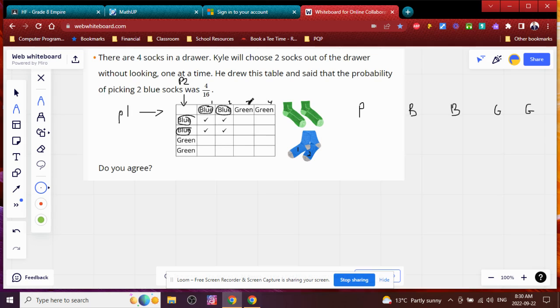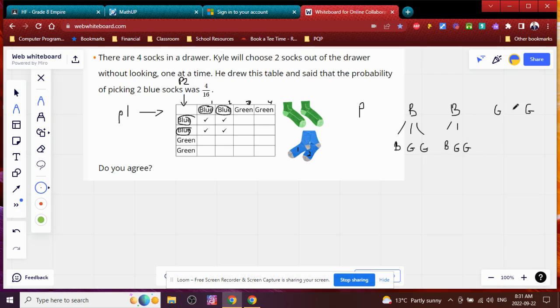Now, if Kyle picks out blue sock number 1, he doesn't have 4 options. He doesn't put the sock back in, so therefore we have to keep that sock out. He has only 3 options instead. He has blue 2, green 1, and green 2. And if we do the exact same experiment, and let's say he pulls out the second blue sock this time, well, this time he can only pull out blue 1, green 1, and green 2.